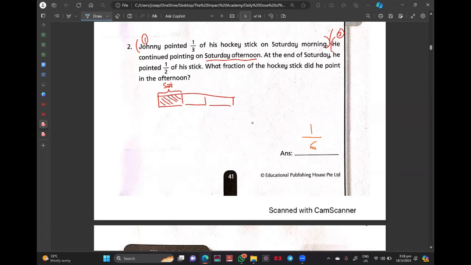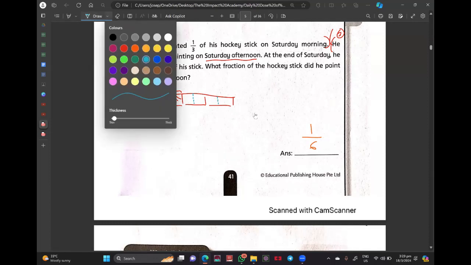So we are going to break everything into 2 parts. Am I making sense here? Yeah, so at the end of Saturday, he painted half. So we have divided all into 2 parts. Am I making sense? Now, Saturday afternoon?